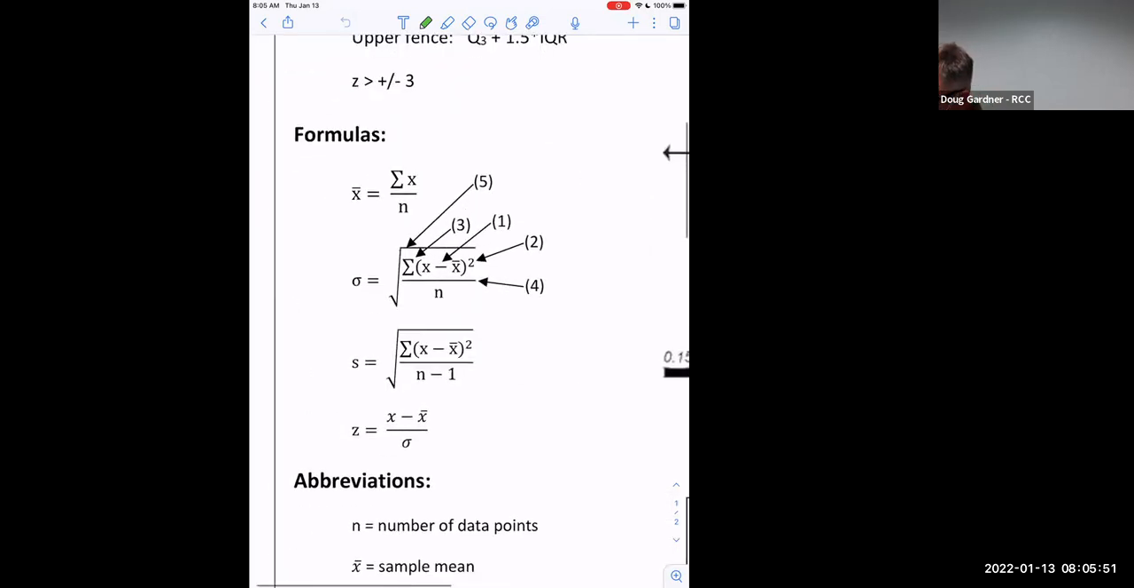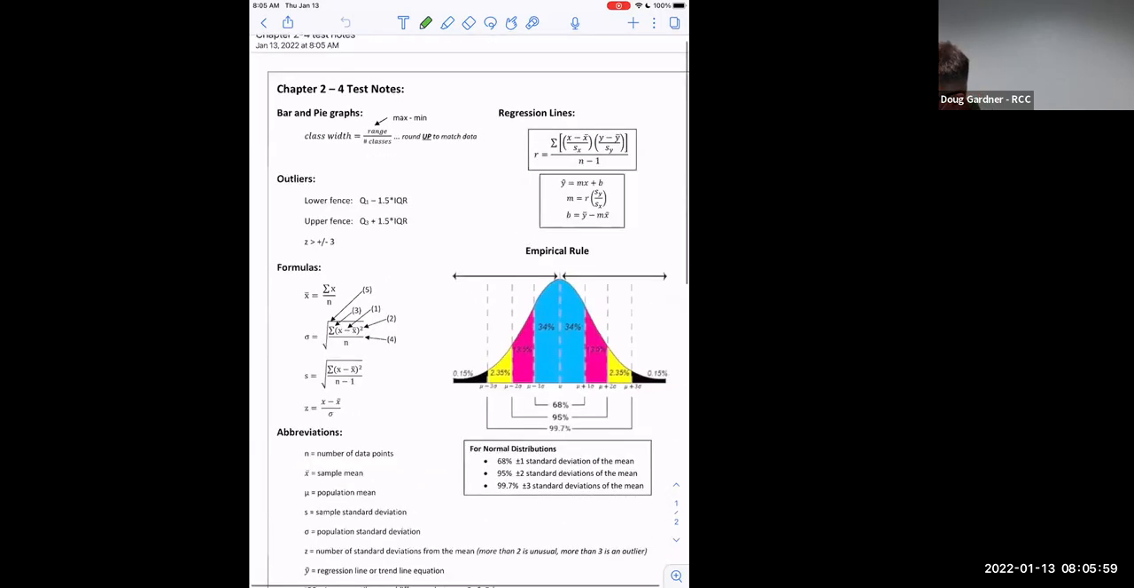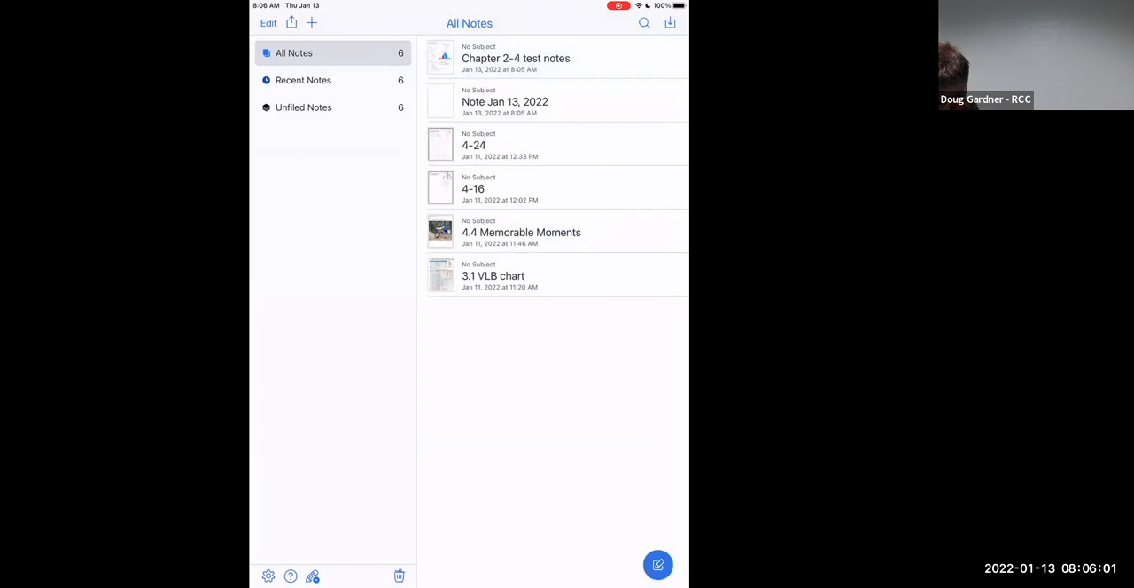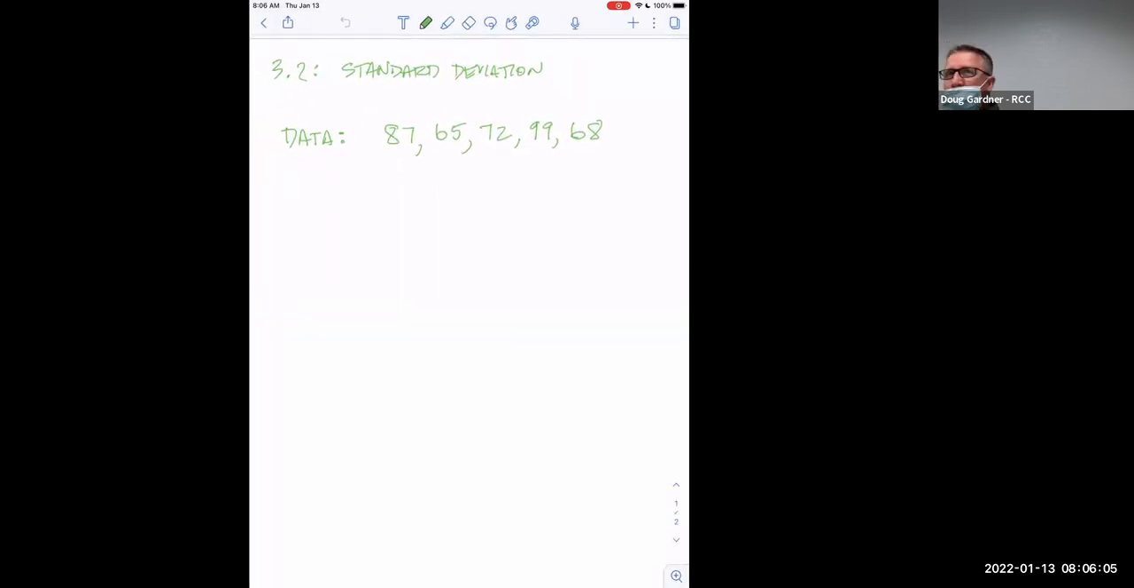So we're going to do a population standard deviation, the one that has the order of operations built in from yesterday. So the question is, can you do that with these 5 data points? I'd like you to get ahead of me here. Do this on scratch paper.